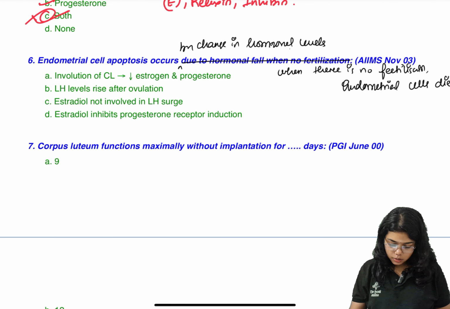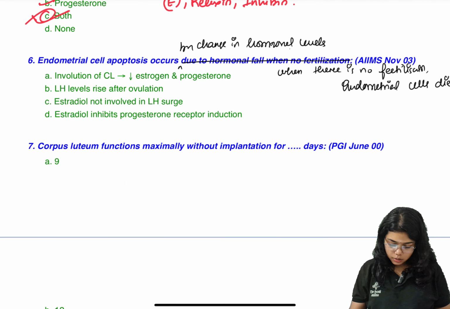Then coming to the next question: the corpus luteum functions maximally without implantation for an average of 6 to 9 days, 7 to 9 days. So the answer is 9. Then maximum function of the corpus luteum occurs 7 days after ovulation.